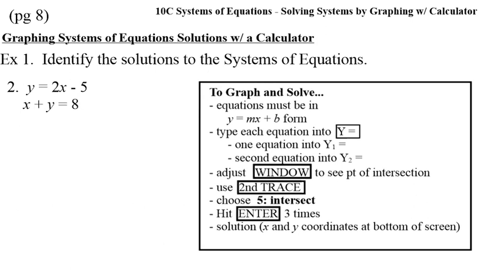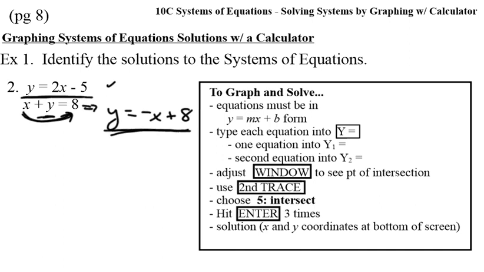So here we go, number 2. Y equals 2x minus 5. I like the form of that. That's good. Get the y by itself. I like that y. It's already a positive y, so negative x is going to go over. So we have y equals -x plus 8. There's equation 1. There's equation 2. Y equals mx plus b form. I'm going to put it in, maybe adjust my window settings if necessary. Second trace, number 5. Enter, enter, enter. And there's my solution at the bottom.